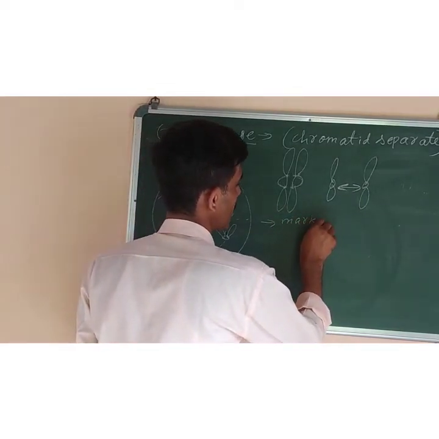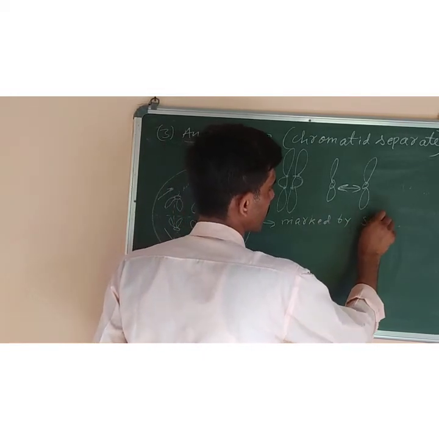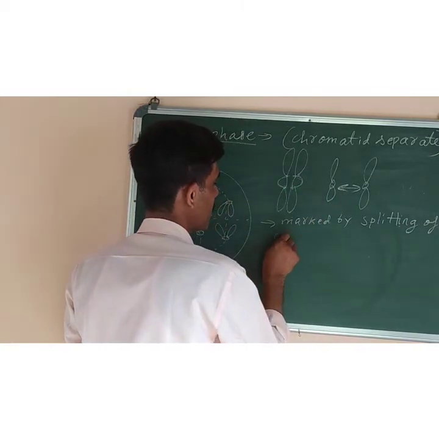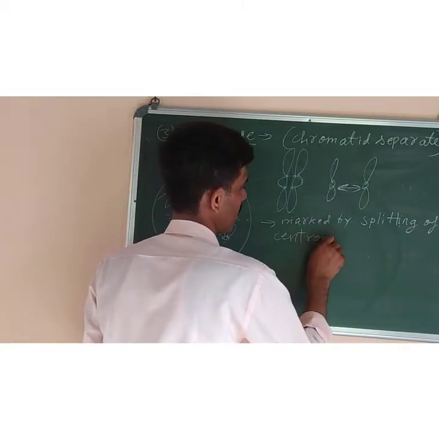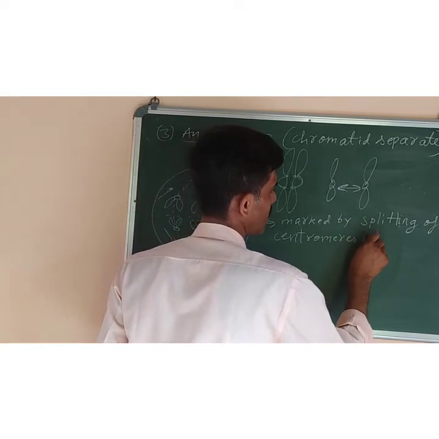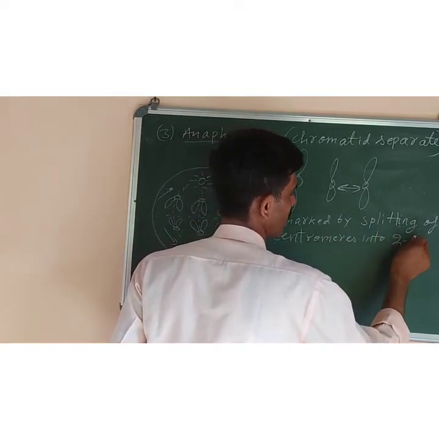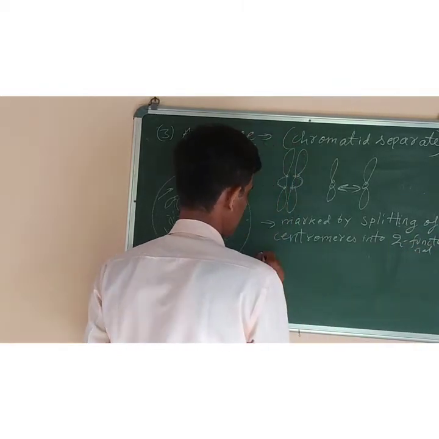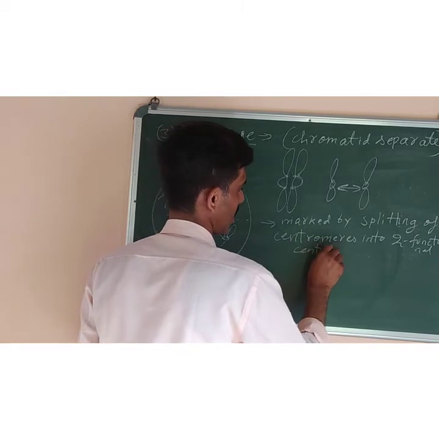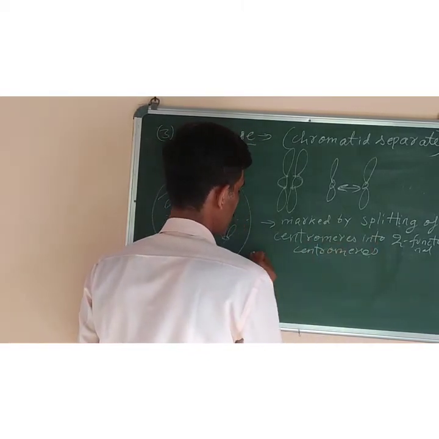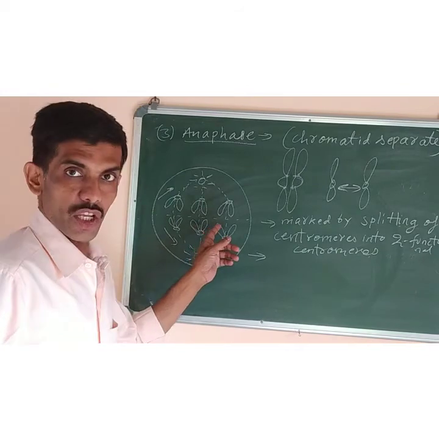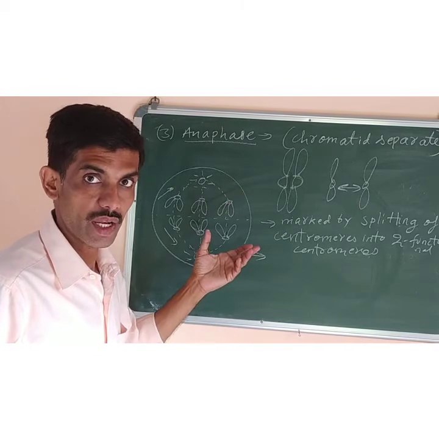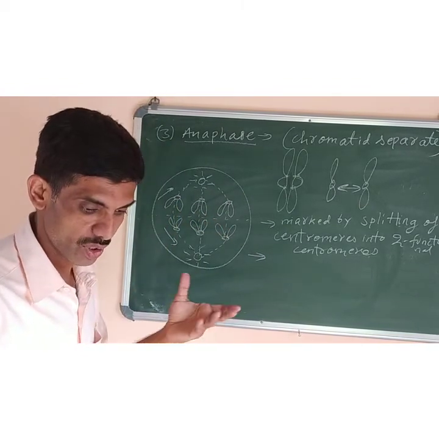This anaphase is marked by splitting of centromere into two functional centromeres. Both of them are working, that's why functional centromeres. Then second, spindle fibers contract and pull the chromatids towards the opposite poles. That is an important part of the anaphase stage. So you can write it.